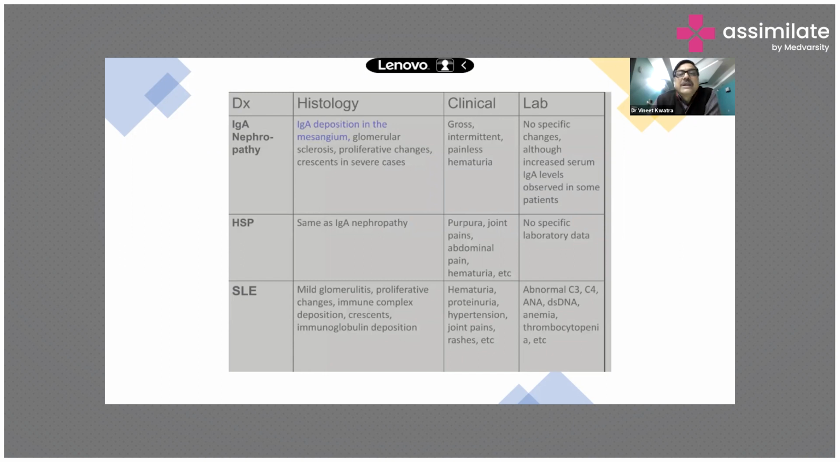I'm not going into the details of these because these things can be noted in the histological section, and then maybe you can talk with the histopathologist and then maybe transfer the patient to the nephrologist for further management.